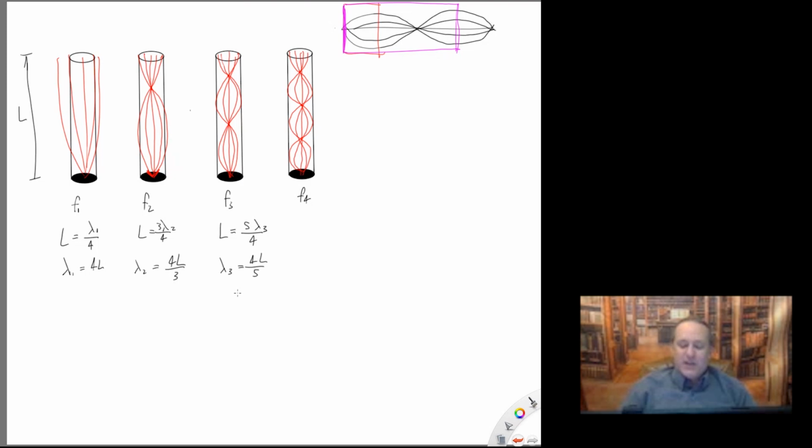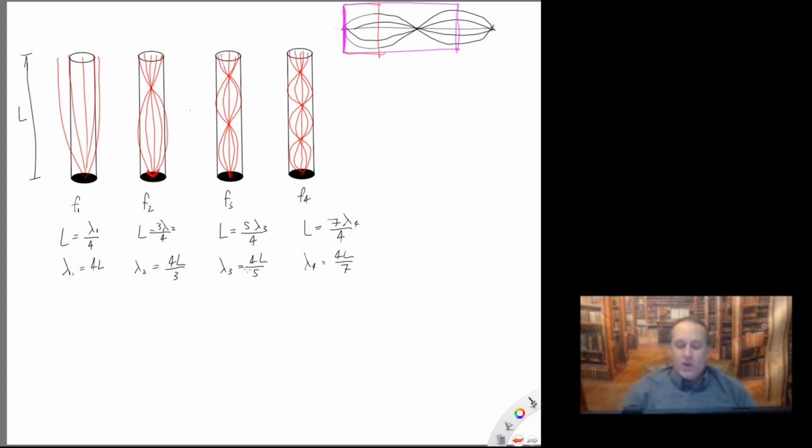This is probably enough for us to see the pattern, but let's go ahead and do one more. The last one, the fourth harmonic, what do we get? We get one whole wavelength and then 3/4 of a wavelength. So that is 7/4 of a wavelength. And the wavelength would be 4L over 7.